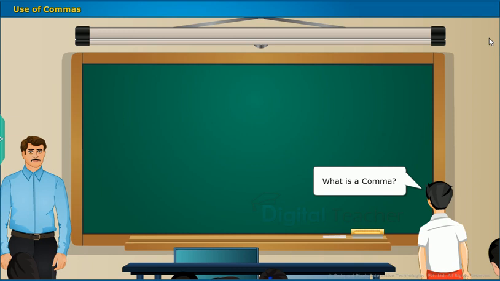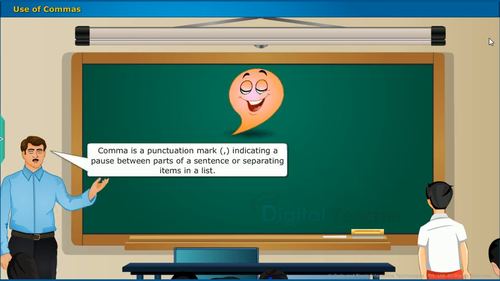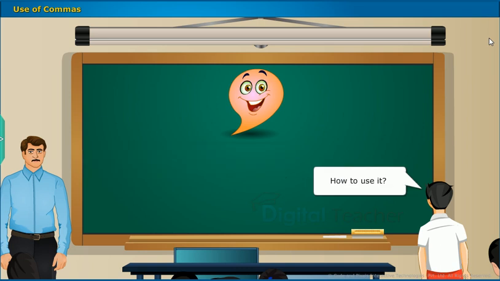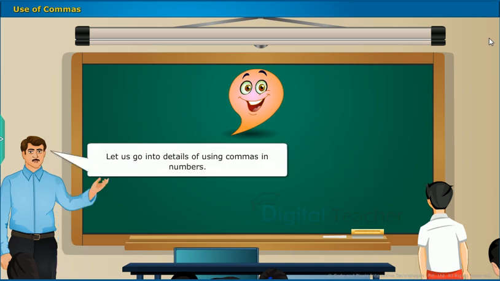What is a comma? Comma is a punctuation mark indicating a pause between parts of a sentence or separating items in a list. How to use it? Let us go into details of using commas in numbers.